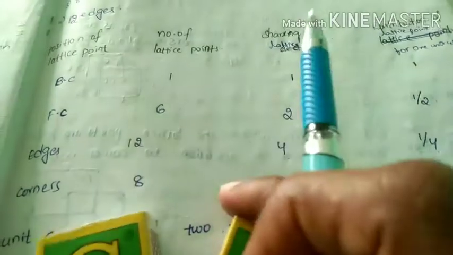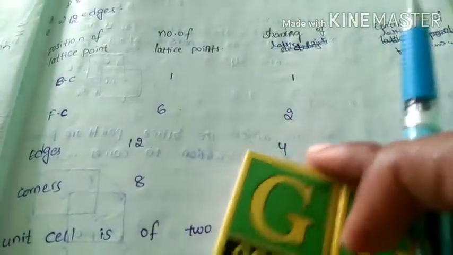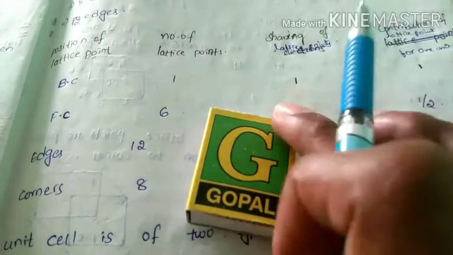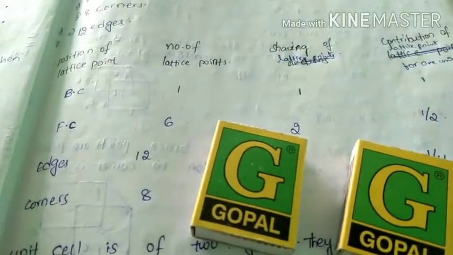Then its contribution is how much? 1 by 4. You should imagine this point. Next one, corners. How many corners are there? 1 2 3 4 5 6 7 8. Back 4, front side 4, back side 4. Total 8 corners are present in any unit cell.